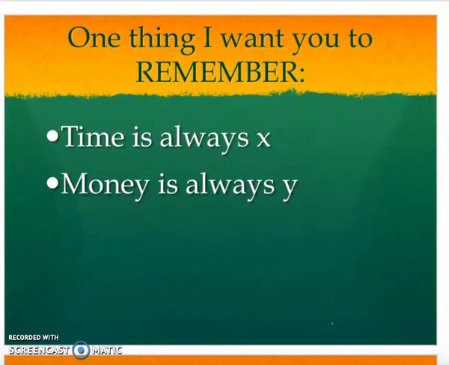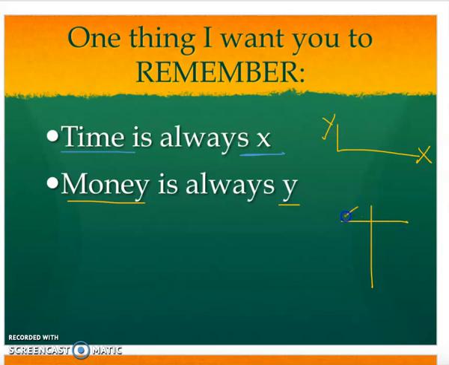One thing I want you to remember. You can write this down 1,000 times. This will help you on your tests for STAR through this PowerPoint. It is so important. Whenever we see time, minutes, hours, anything like that, time is always X. Okay? Time is always X. And money is always Y. So if we have a graph, we know which one is going to be our X. Time is always going to be our X, and money is always going to be our Y. Or like on a table, time will always be X, money will always be Y.